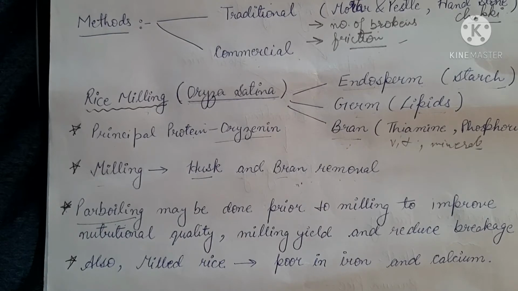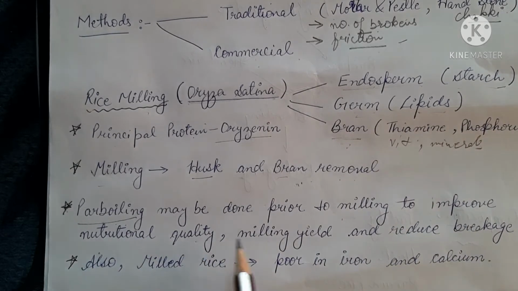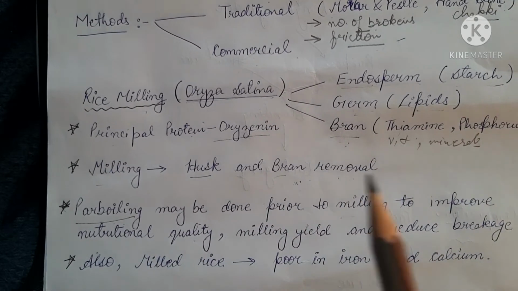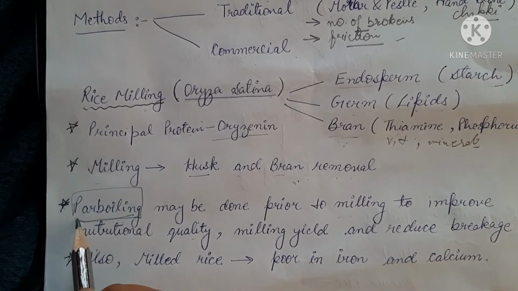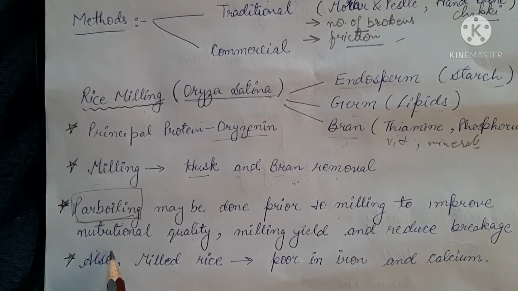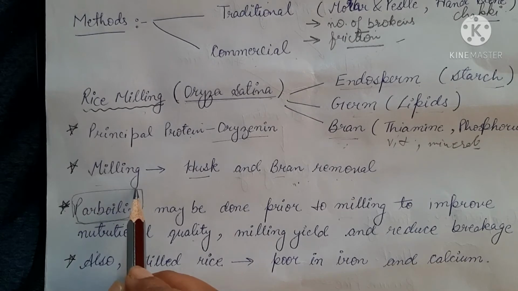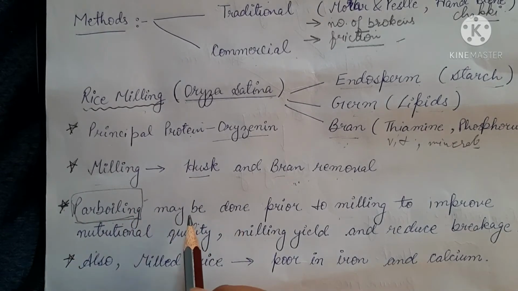So parboiling is done prior to milling to improve the nutritional quality, milling yield, and reduce breakage. How? If you want to learn about parboiling of rice or paddy, please check out my video on parboiling of rice. You'll be able to clear out your concept of parboiling. So I'll talk about the basic steps of parboiling.